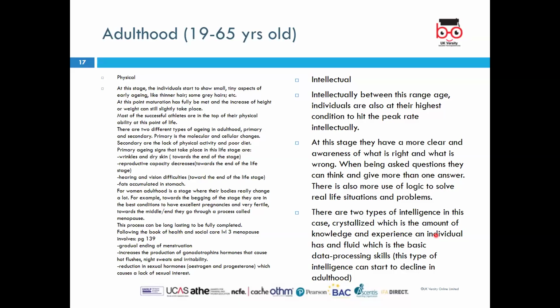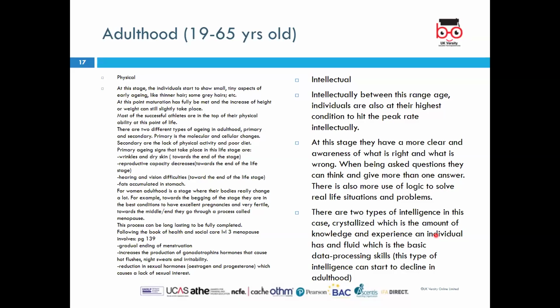At this stage, the individuals start to show small, tiny aspects of early aging. They'll have thinner hair, some have graying of hair. This is later adulthood. And at this point, there's an increase of height or weight that can still slightly take place. Most of the successful athletes at the top of their physical ability are in adulthood.